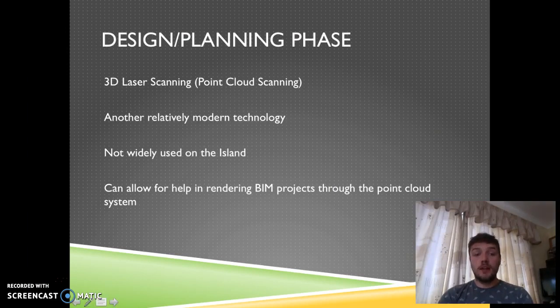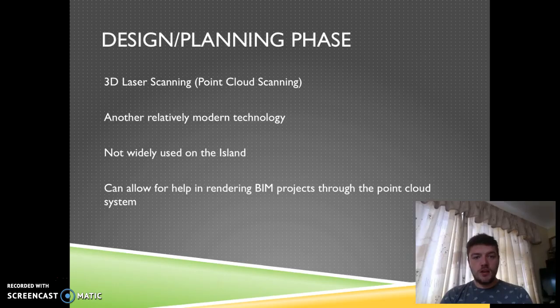The next modern technology I have decided to focus on is 3D scanning or point cloud scanning. This is another relatively modern technology on the island. Again, it's been around for a number of years, but people haven't started using it on the island. There are capabilities for it. People can fly the objects in, or the scanners into the island, but people don't tend to use it as there's not really a massive call for it.